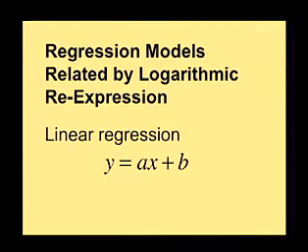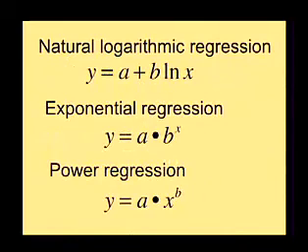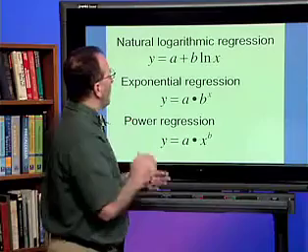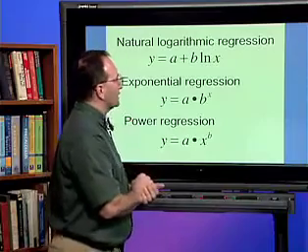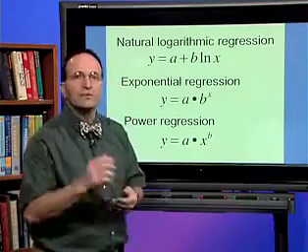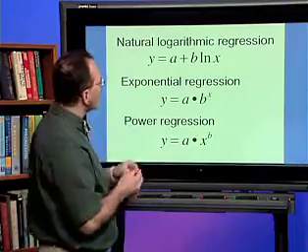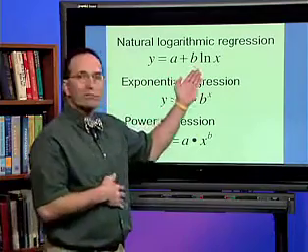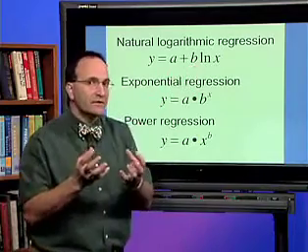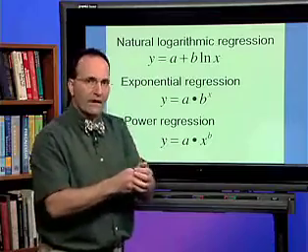What we're going to do now is look at how we can use that regression with both natural logarithms as well as exponentials and powers. And this is the way we do it. The regression for the natural log is y equals a constant, plus b times log of x. So as you can see, we've replaced the variable x with log of x.